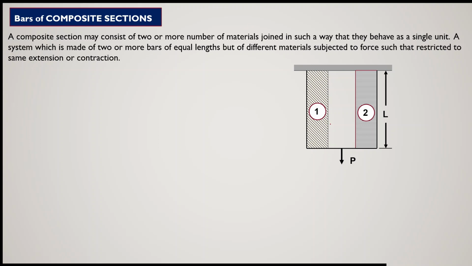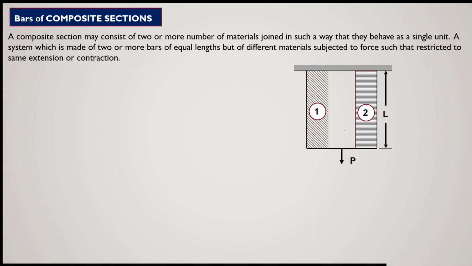Now let us see this diagram. What do you see here? There is bar number 1 and bar number 2. They are of two different materials, one may be copper and the other steel, and they are subjected to a total load P. The condition is that this composite section will remain vertical, that means there will not be any inclined movement. If there is extension, that extension will be the same in material 1 and material 2.